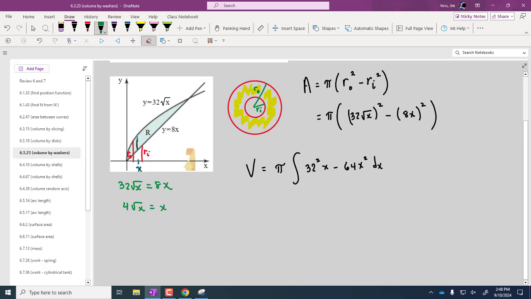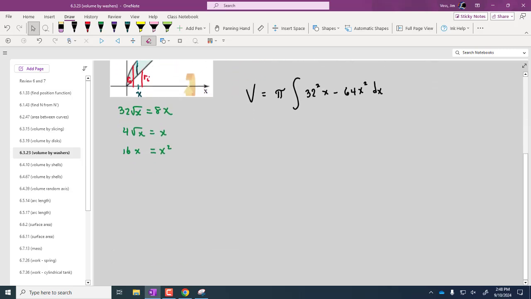What do we do to solve a square root equation? Square both sides. So if we square the left side, we get 16x. If we square the right side, we get x squared. Nonlinear equation. Nonlinear means pull everything to one side and factor. And when we factor it, we will find our zeros. So we factor out the x. That tells us that the limits of integration are going to be 0 and 16.